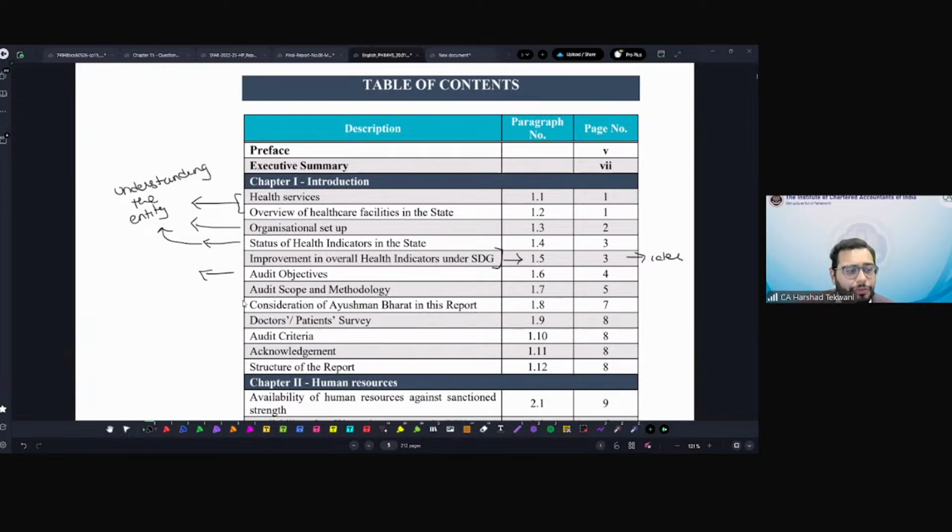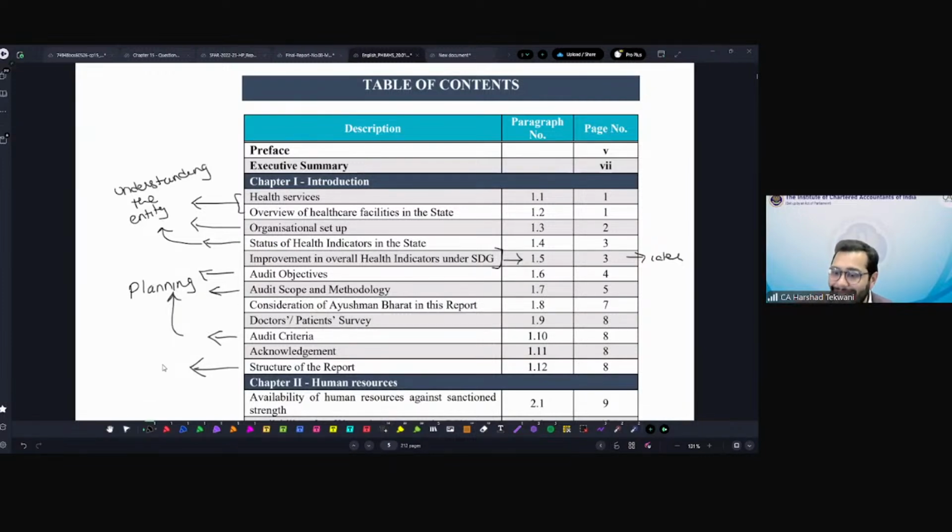Then you have the audit objectives, audit scope. Okay, over here to understand about the planning part, how you will plan the audit and what you will perform. This is audit criteria again. And then you have the structure of the report explaining how the report is there. So that is a different part. But here you have audit criteria, again part of the planning. So this is usually what we do in a normal audit also. In a similar way, we are doing the performance audit. Yes or no?